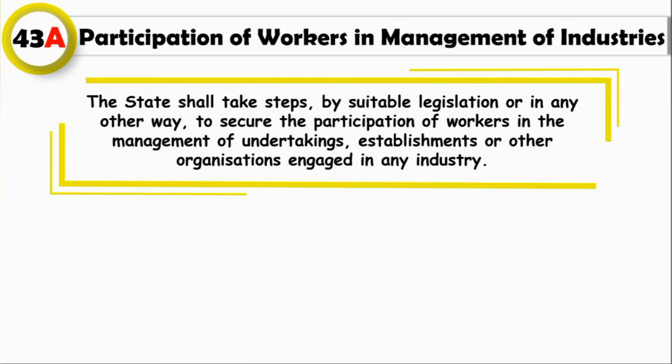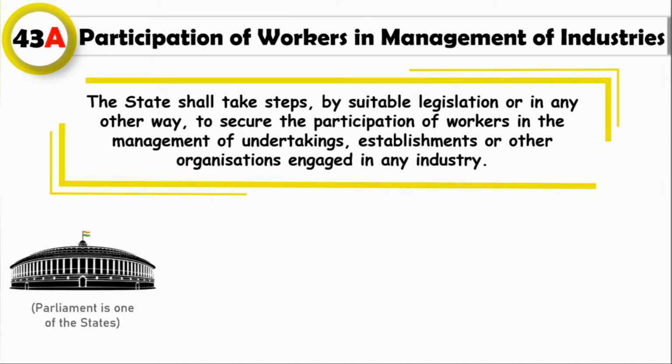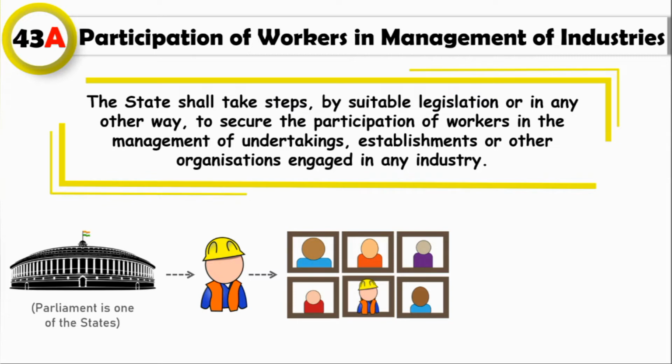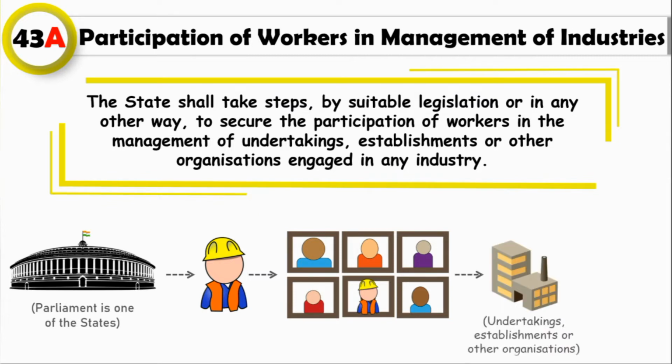It says, the state shall take steps by suitable legislation or in any other way to secure the participation of workers in the management of undertakings, establishments, or other organizations engaged in any industry. This means the state has power to take steps for securing or promoting the workers' participation or involvement in the decision-making process of industries. But how will the state do this?